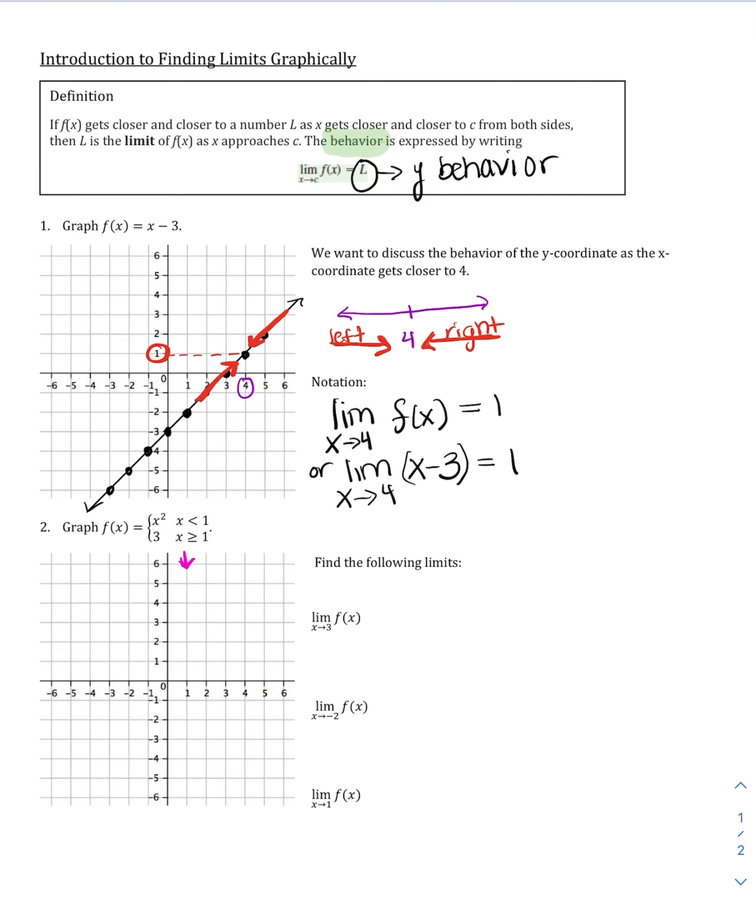So the first one I'm going to do is y equals 3. It's a little bit easier to graph because it's just a horizontal line.